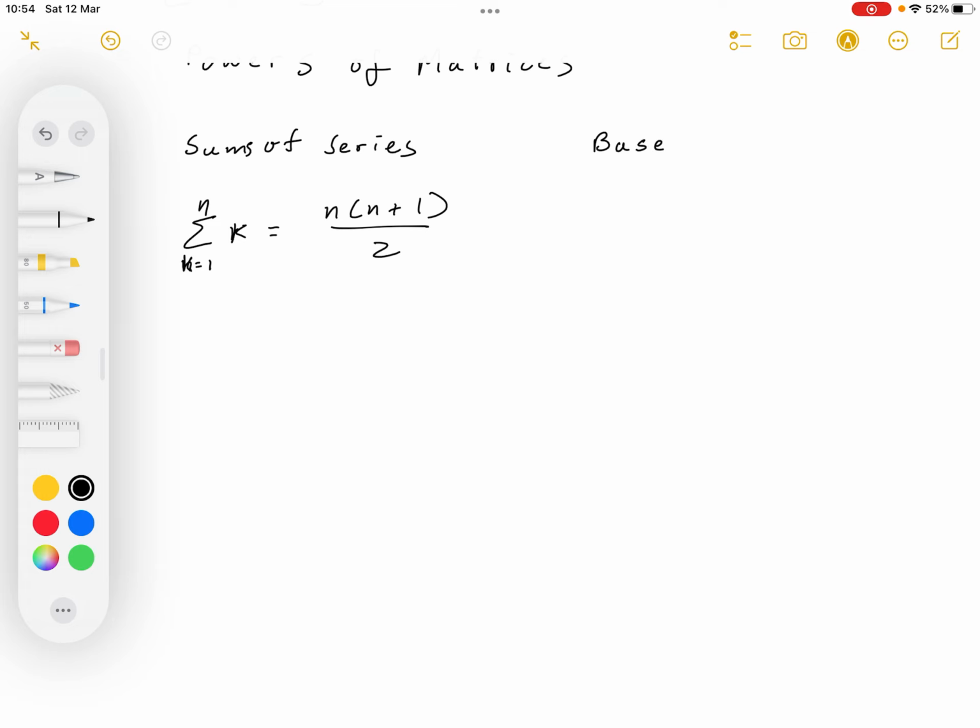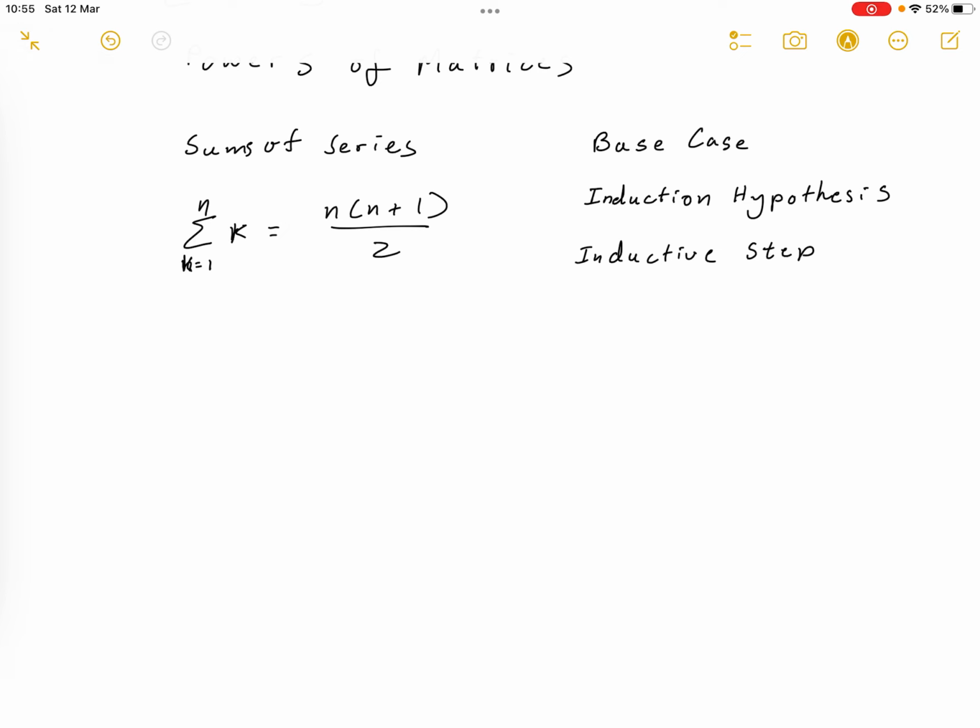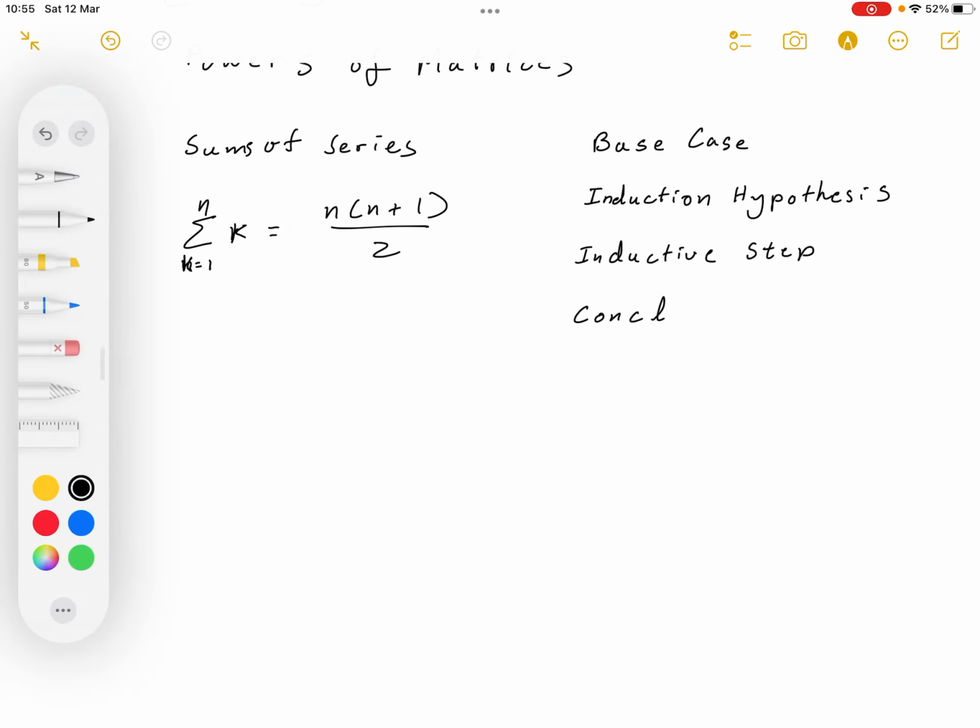Base case, induction hypothesis, inductive step, and conclusion. So base case would be, so we would prove this for natural numbers n. Sometimes a base case may not be n equals 1, it might be n equals 9 or something, but in this case the base case is n equals 1.